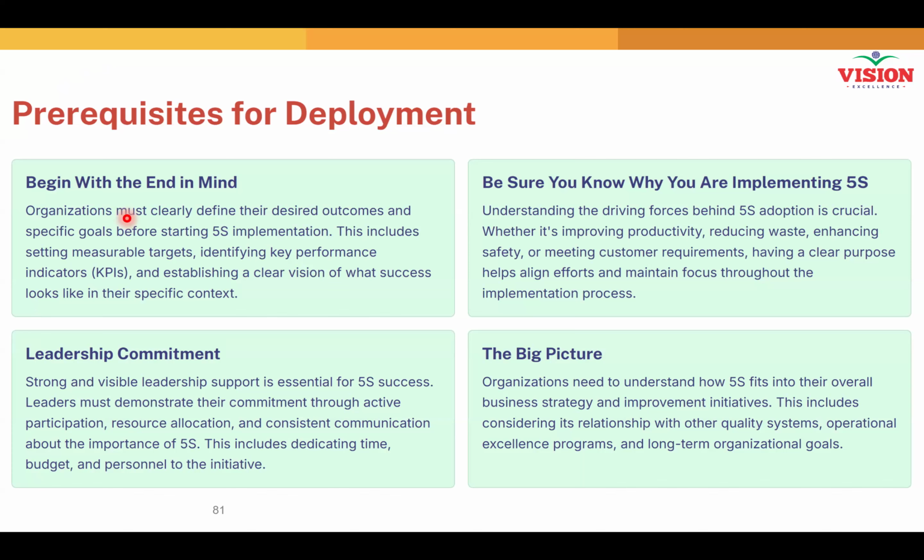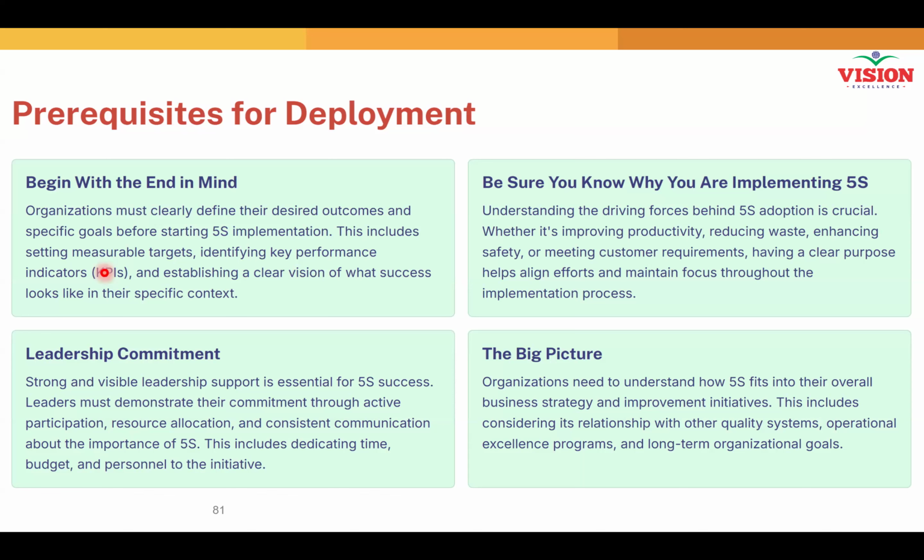We need to prevent failures. We need to improve productivity, and the KPIs should be clear. So the destination should be clear, and if you can find out the KPIs which you really want to improve, you will be able to validate the improvement.